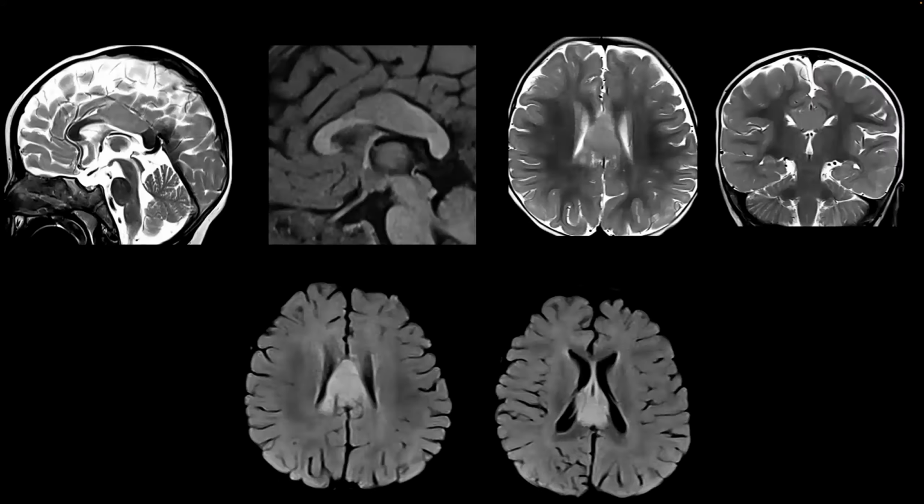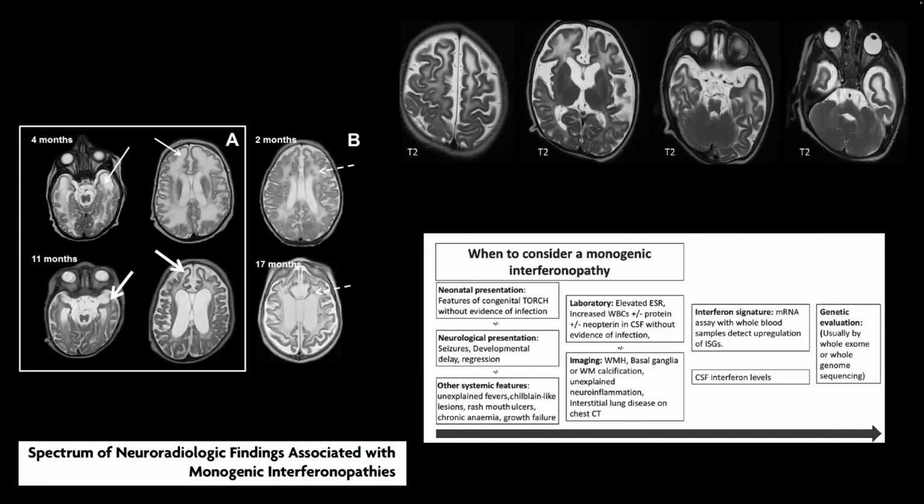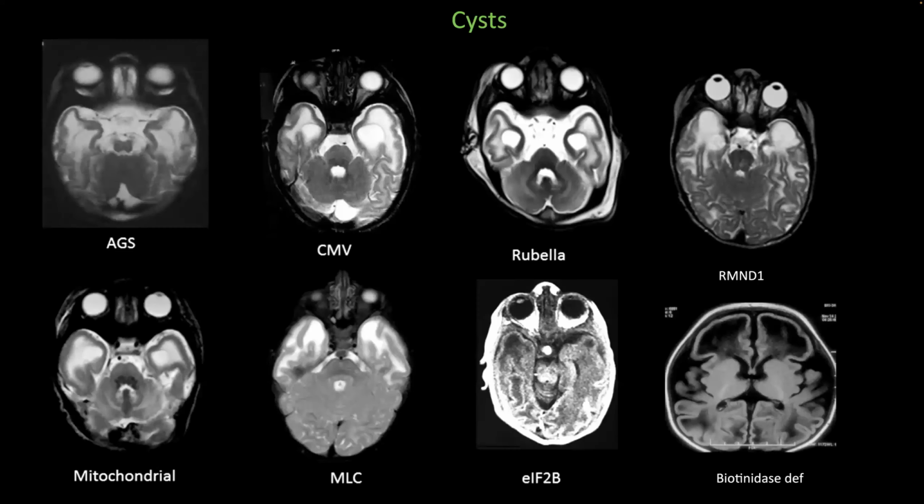Yeah, so these were the main differentials which we thought of. I think interferonopathies was the primary one. Less likely CMV, but again, open for interpretation now and for the panelists to comment upon.